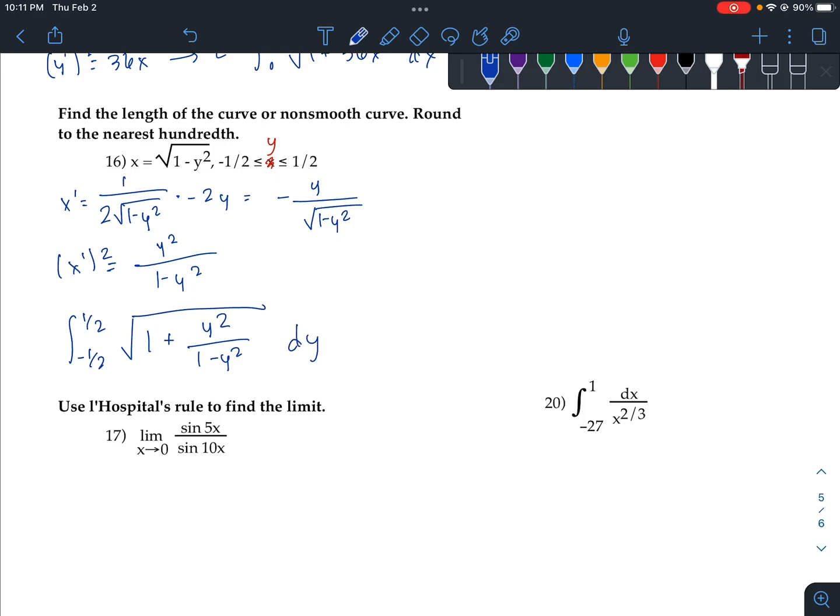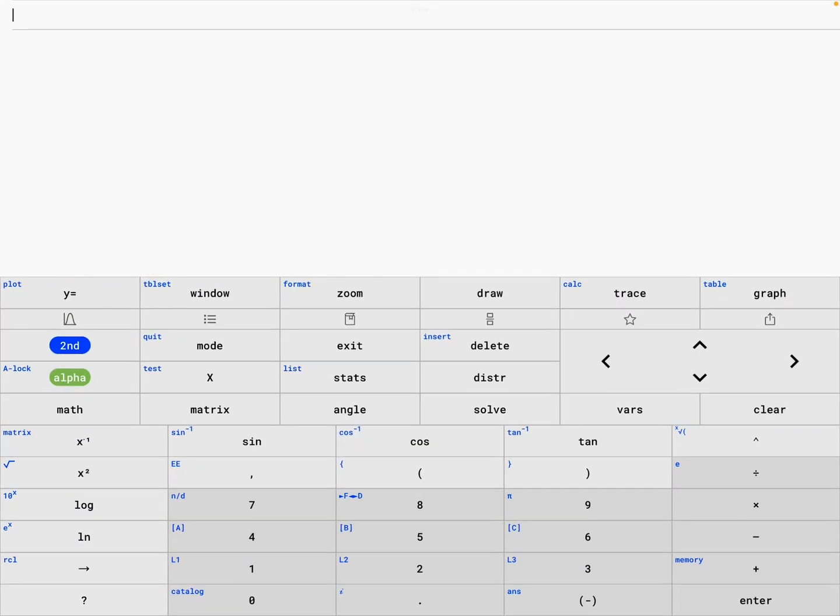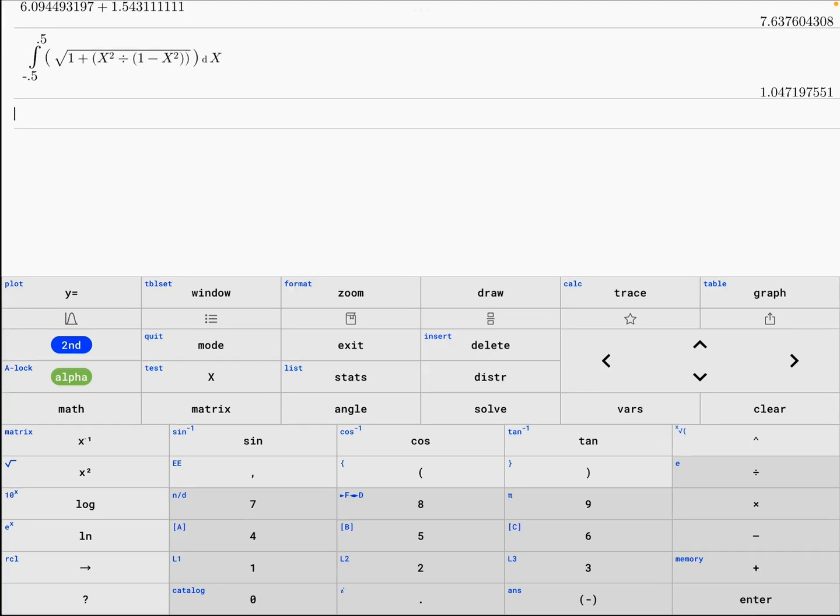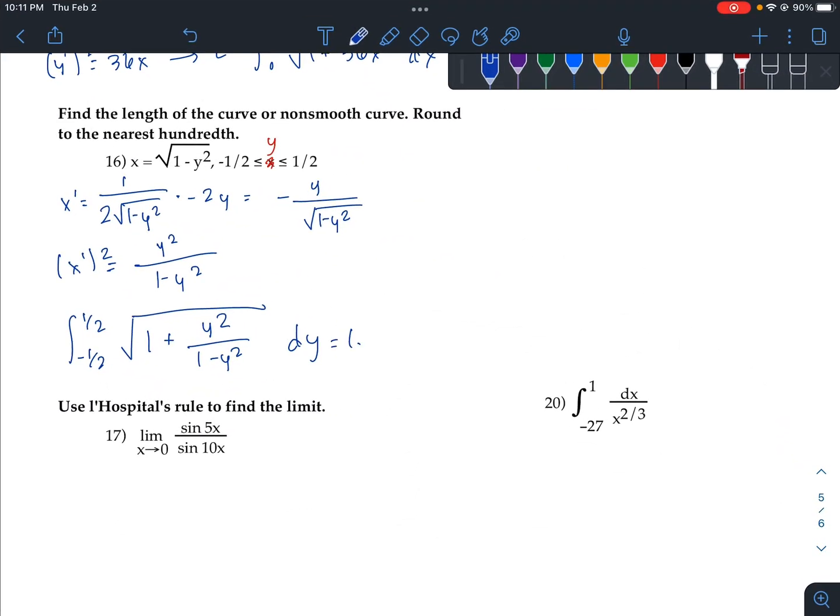Okay, so let's go ahead and put that into our calculator. Negative 0.5 to 0.5. And don't forget your square root, so the square root of 1 plus, oops, don't forget my 1, plus x squared divided by 1 minus x squared, close parenthesis. To enter, we get 1.047. So there's our length.